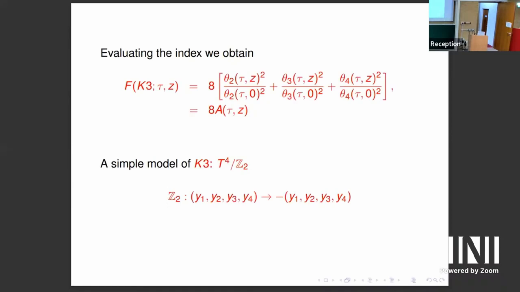So, evaluating the index, this is the formula in terms of Jacobi theta functions. I hope people are familiar with it. These are all the Jacobi theta functions, other than theta 1, which vanishes at z equals 0. So it's a combination of those, which we call A. If you really want to go back home and compute this, you can take the free theory on T4, quotient it by Z2, and perform that trace, and you will be able to get this expression. So that's the elliptic genus of K3.